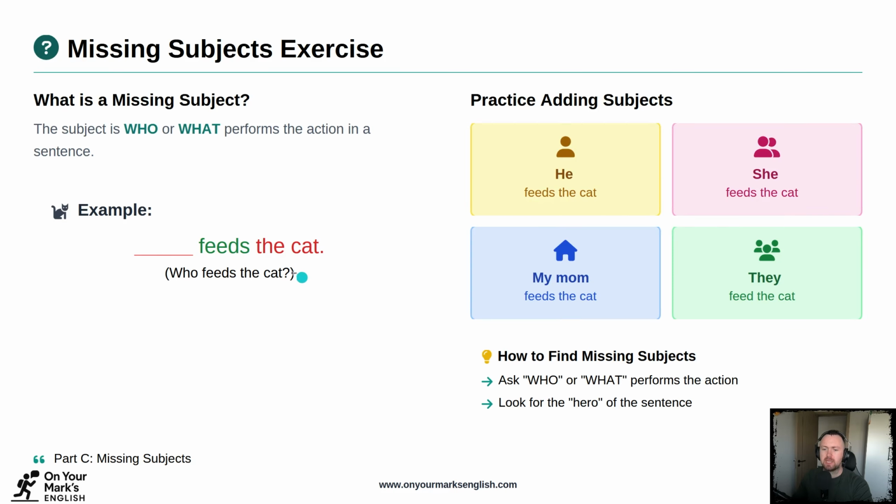Okay, now this time we have a verb and an object. The verb is feeds and the object is the cat. But we don't have a who. We have no subject. And I'll tell you again, there is more than one correct answer here. But I'll give you 5 seconds to choose one. He, she, my mom, or they feed the cat. 5 seconds.